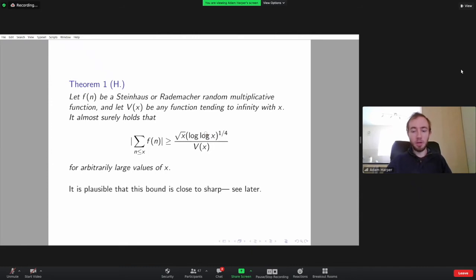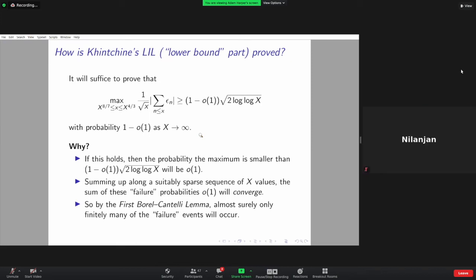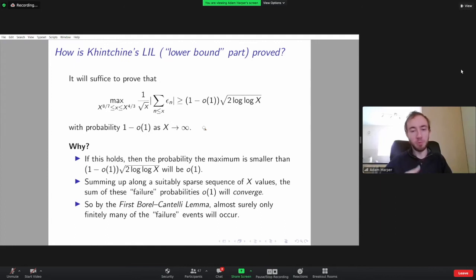Okay. If not, let me try and talk about the lower bound part of the classical law of the iterated logarithm. So by that I mean proving that there are large fluctuations in the partial sums of a sequence of independent random variables. The way I'm going to do this is certainly not novel to people who think about this a lot, but it's probably not the way you'll have seen this proof done if you've seen a first course in probability that handles the law of the iterated logarithm. I'm presenting it this way because this will generalize better to the random multiplicative case.